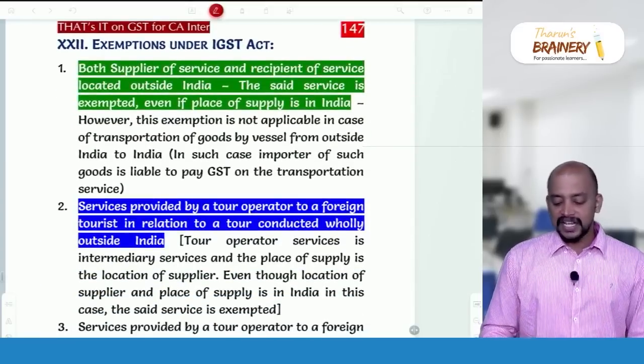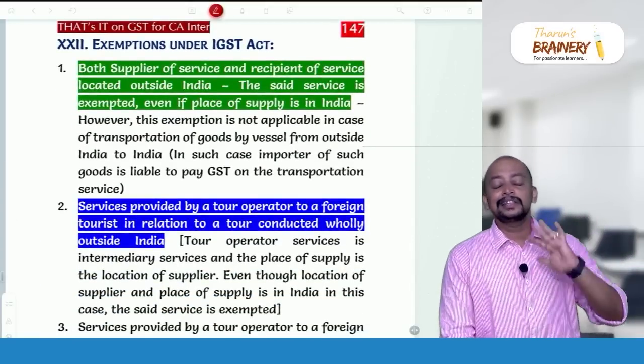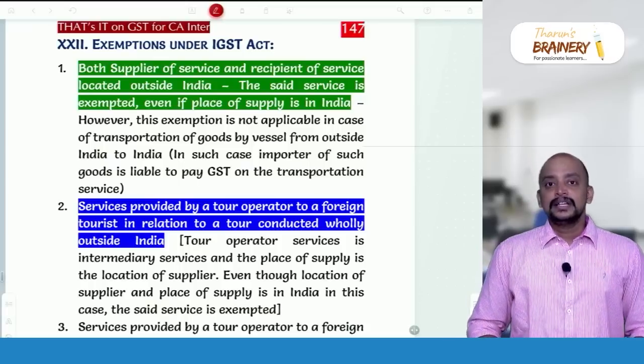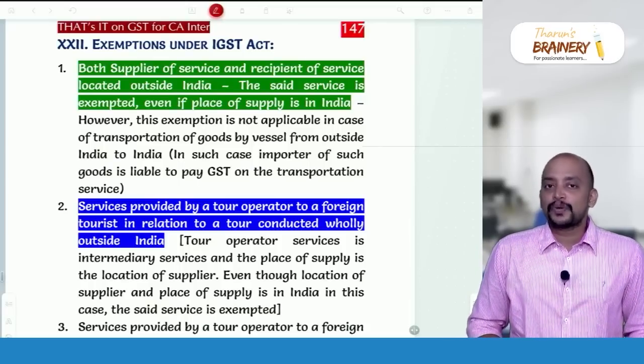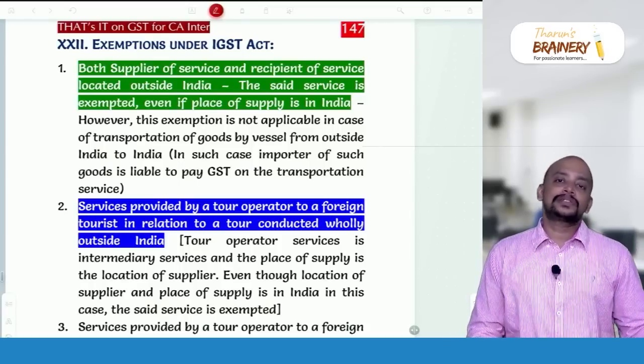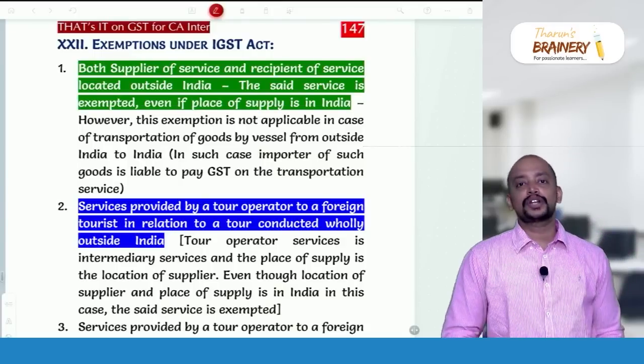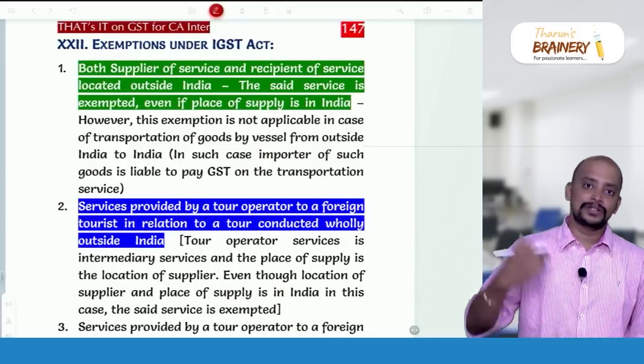Then we have exemptions under IGST Act. In that, 3 exemptions we have. So that is, first point, both service provider and service recipient are located outside India. Then all those services will be exempted except one service, that is transportation of goods by vessel from outside India to India.